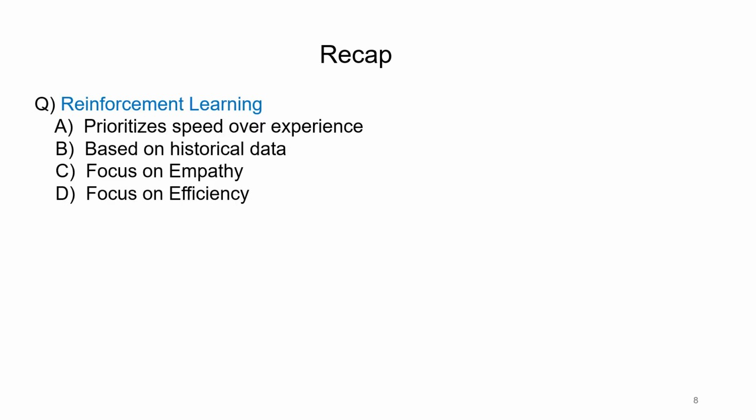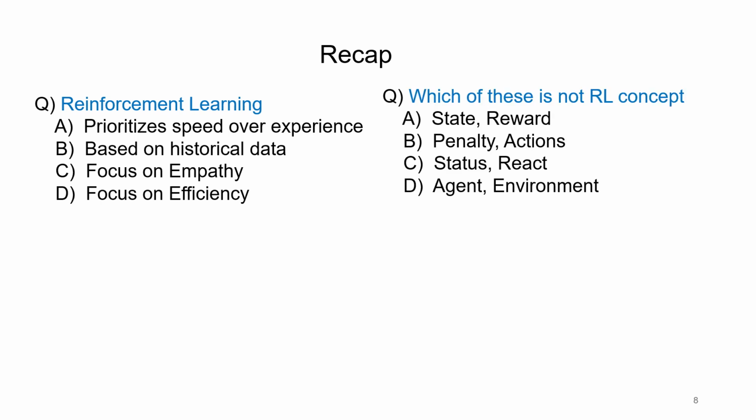Reinforcement learning. This prioritizes speed over experience, based on historical data, focus on empathy, focus on efficiency. So what's your answer? Answer is reinforcement learning prioritizes speed. It is based on historical data and it focuses on efficiency. So answer is A, B and D. Next question.